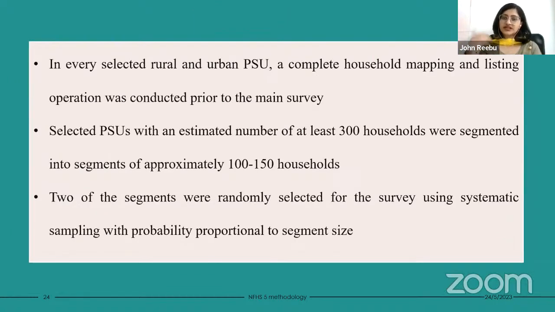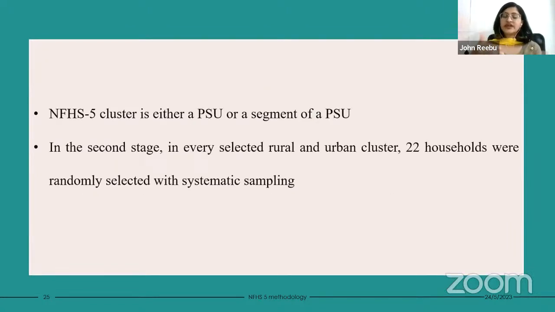Before conducting the actual survey, every primary sampling unit had a complete list of households where they were actually going to conduct the main survey. Suppose a primary sampling unit had 300 households, they divided it into equal numbers of households, like 100 households or 150 households. And out of this division, they randomly took two segments for the survey. In this way, an NFHS-5 cluster is either a primary sampling unit or a segment of the primary sampling unit. So this was the first stage of division.